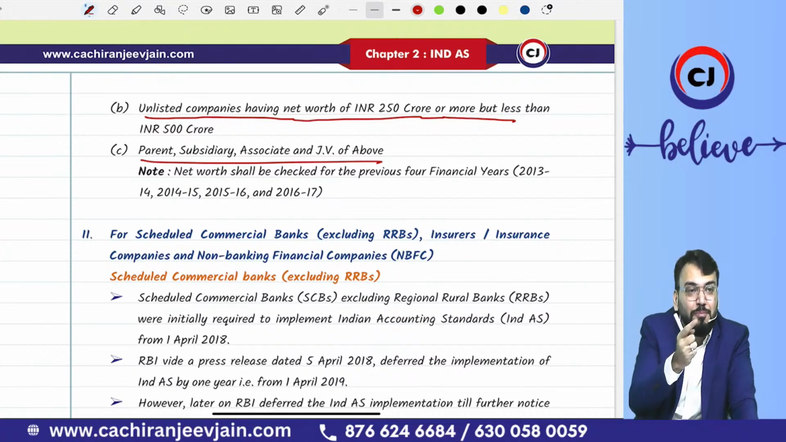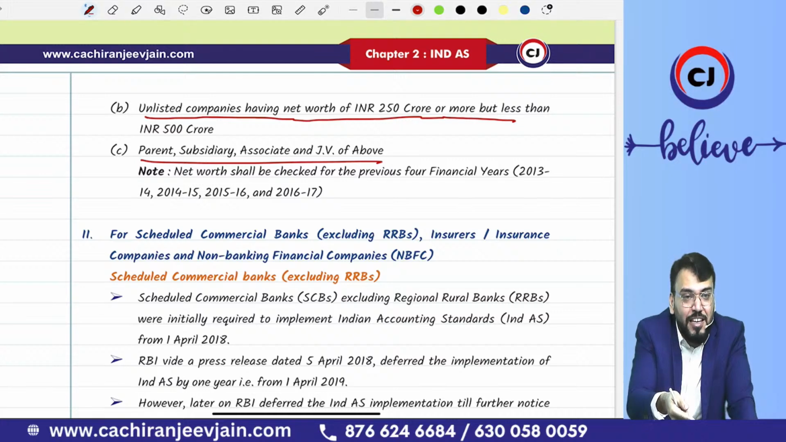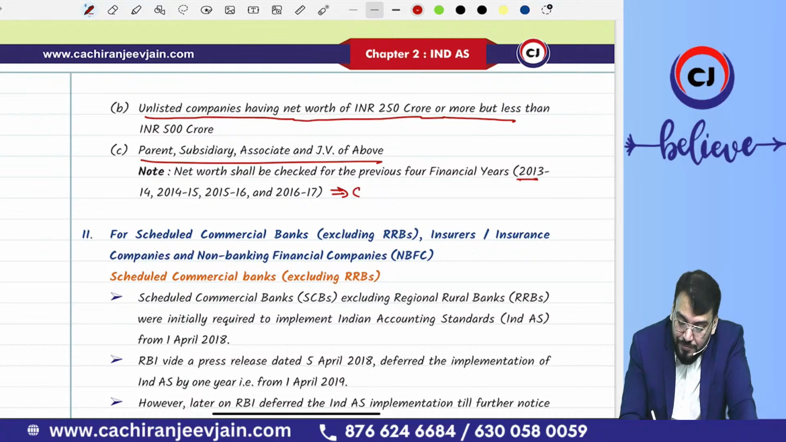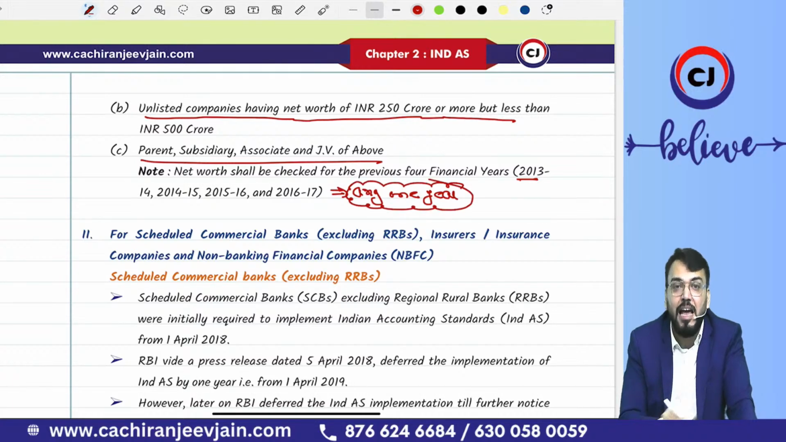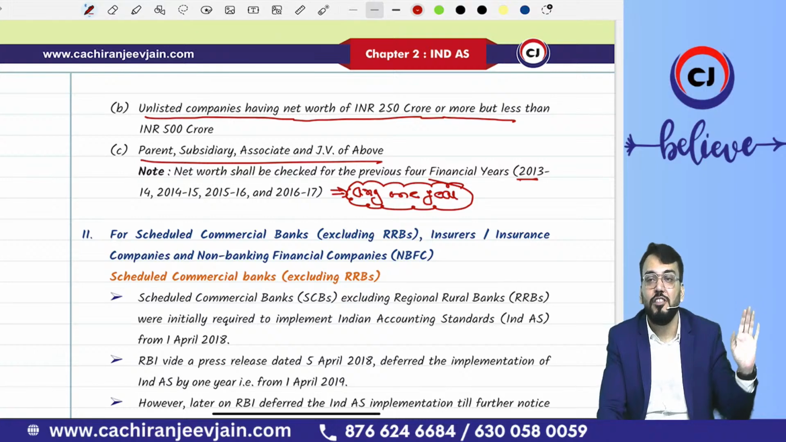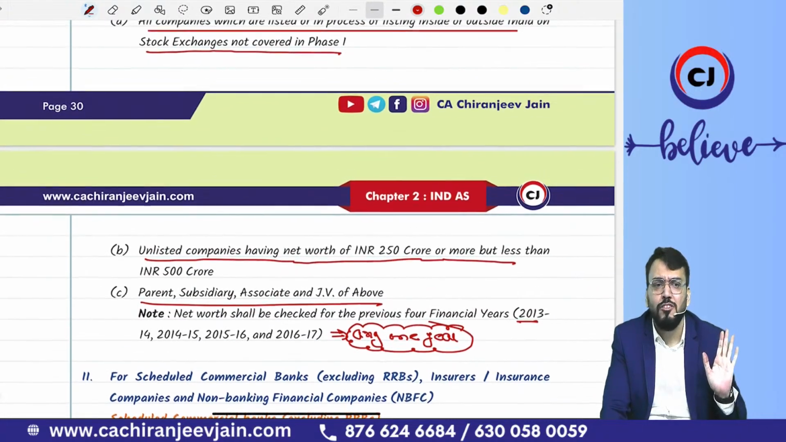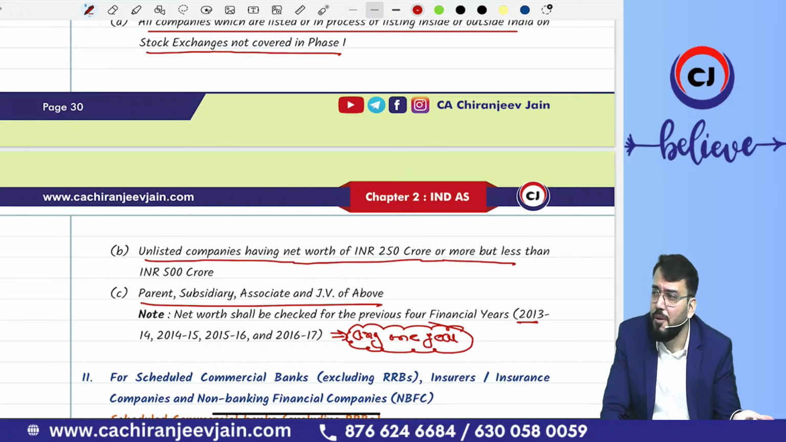Correct. So for phase 1, it was 3 previous financial years. For this, it will be 4 previous financial years. So starting from 13-14, 14-15, 15-16 and 16-17. If any 1 year net worth has crossed the limit, then Ind AS will be applicable. Understood? This was for those companies which are not banking companies, insurance companies and NBFCs. Got this point? The rule is very simple. So for the balance companies, AS will be applicable.